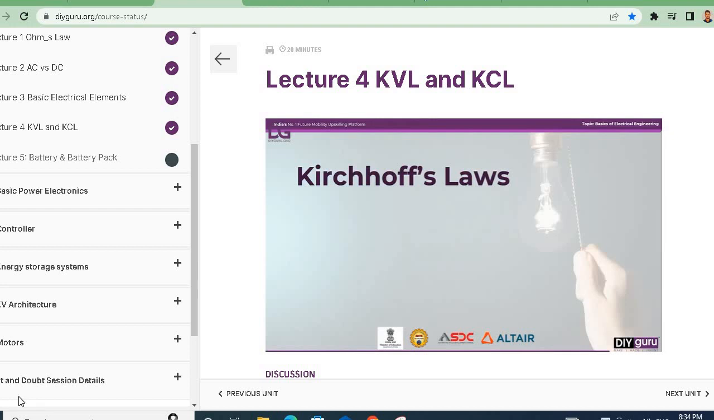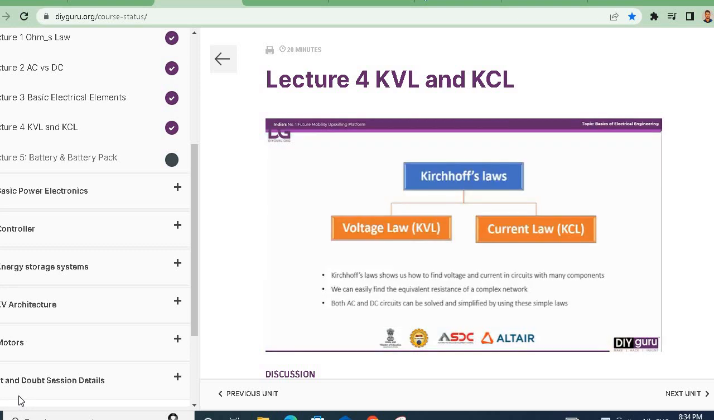Today, as part of basic electrical engineering, we have a session on the Kirchhoff laws. Let's begin. Basically we have two types: one is the voltage law and another is the current law. We call them KVL, Kirchhoff's voltage law, and KCL, Kirchhoff's current law.